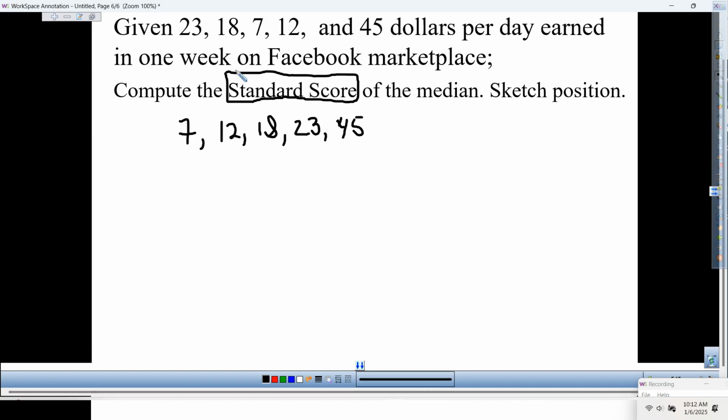Mario, what is a standard score? What are they talking about? What do they mean with standard score? Z-score. So then we need a formula for the Z-score. Show your neighbor your formula, and Mario's going to pass it to someone to make sure you got it. It's our Z-score formula.